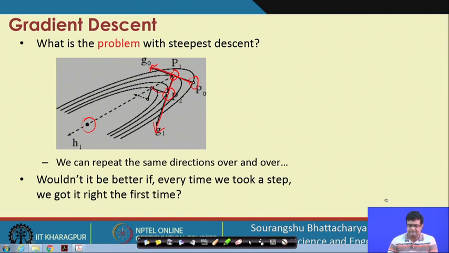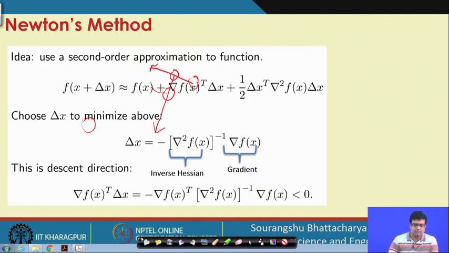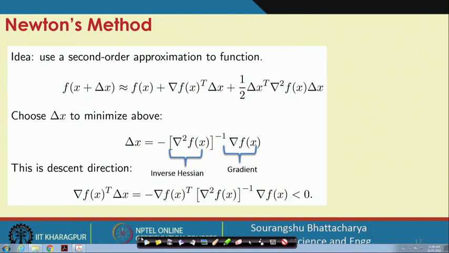Okay. So the basic problem is that the gradient descent algorithm does not utilize the second order information, or the information of the Hessian. If the function is twice differentiable, then we can use what is called Newton's method to utilize the second order information and optimize.